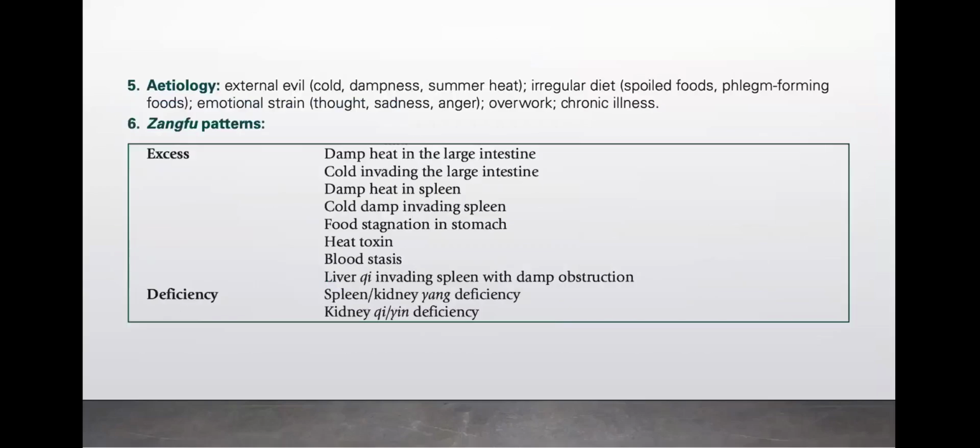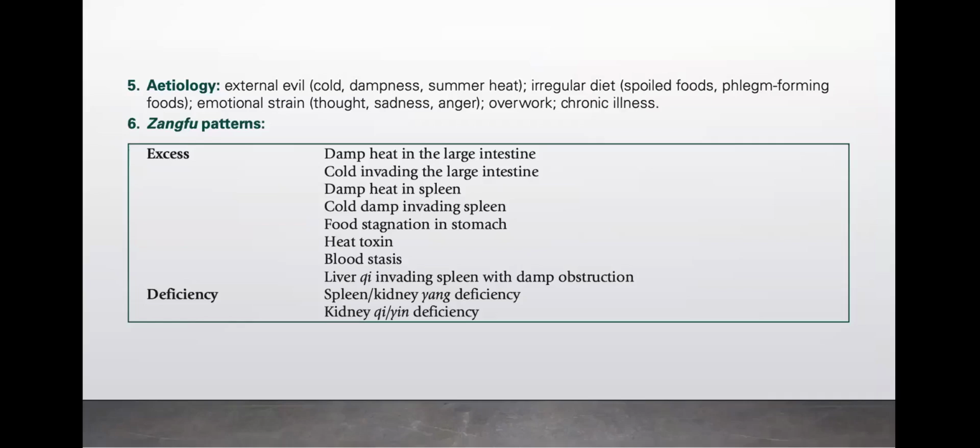Fourth is its etiology. If it is external evil, then it is cold, damp, summer heat. If due to irregular diet, then spoiled foods, phlegm forming foods. If it is an emotional strain, thought, sadness, anger. Then diarrhea can also be due to overwork and chronic illness.